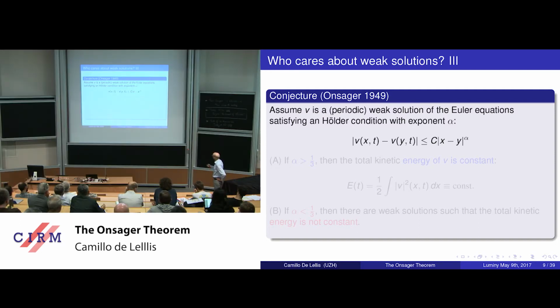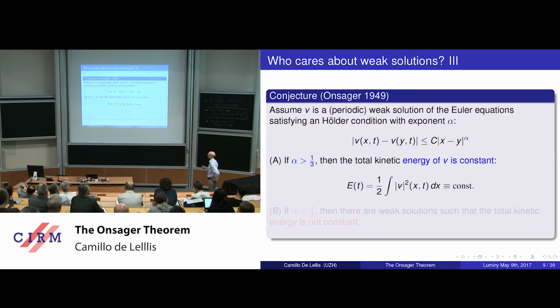So let us say that you put Hölder, and then depending on how large is this Hölder constant, there is a sharp difference between weak solutions. If this Hölder constant α is above 1/3, then the total kinetic energy of v has actually to be constant. And again, there is the factor 1/2 missing.